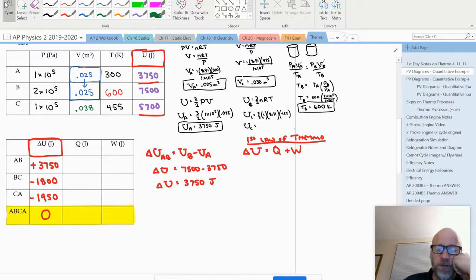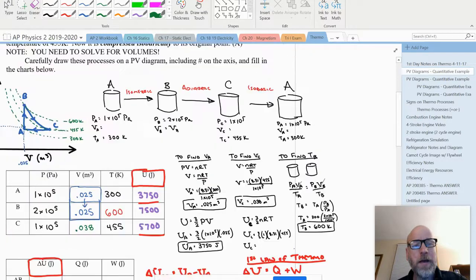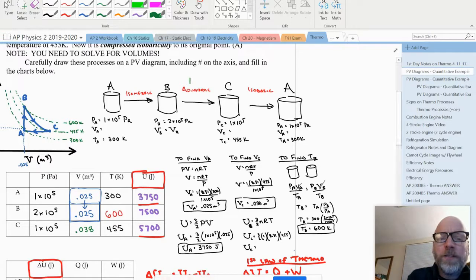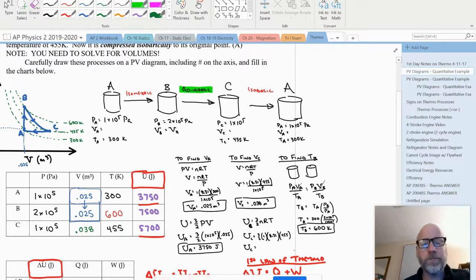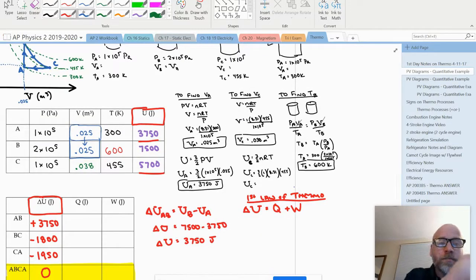Well, we know delta U in each case. But do I know the other pieces? I'm going to start with one. From B to C, the process is said to be adiabatic. Adiabatic means that the heat flow happens so quickly, or the process happens so quickly, that there is no time for heat to flow. So Q in an adiabatic process is going to be 0.